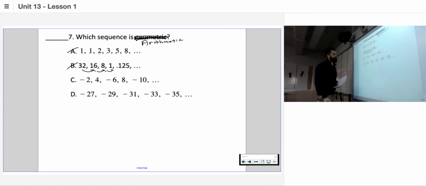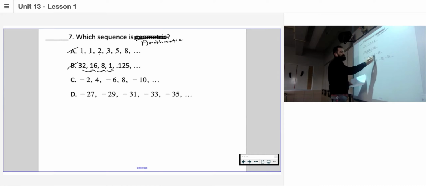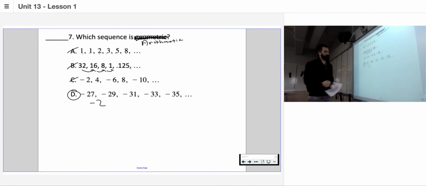And I'm not subtracting a certain number every time. Opposite signs, which means I'm multiplying or dividing. Negative 27, negative 29, negative 31, negative 33, negative 35. That looks like I am subtracting 2 every time, which is arithmetic.